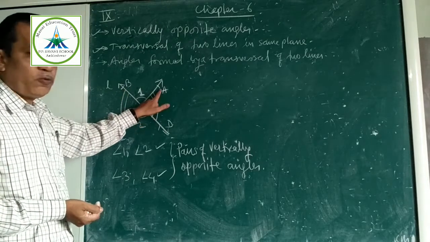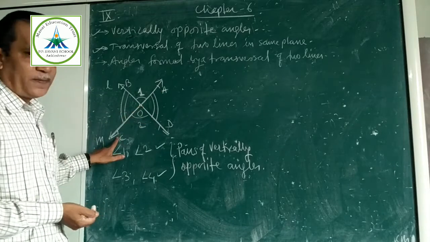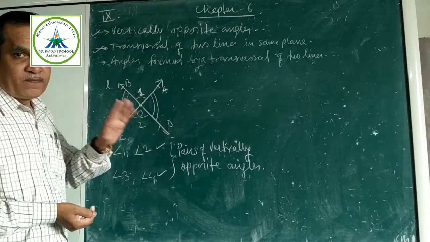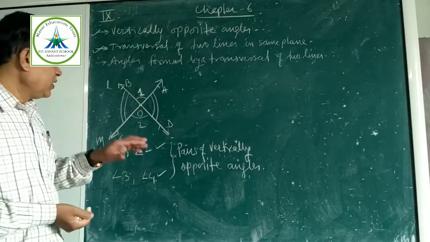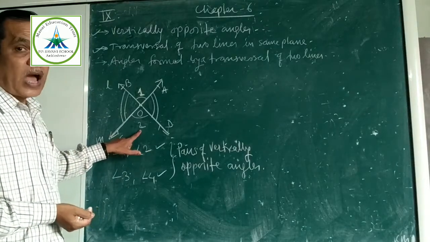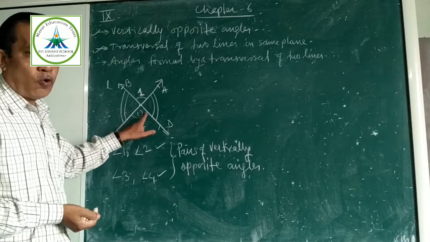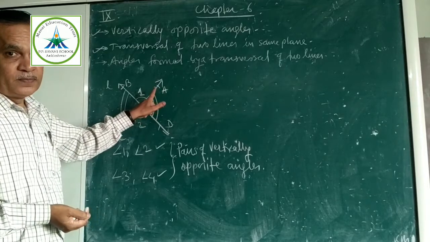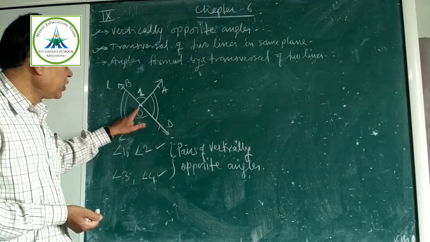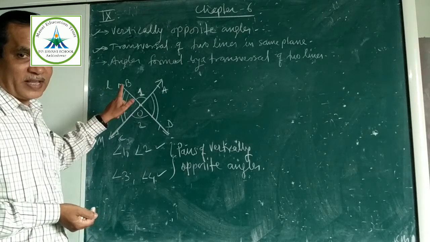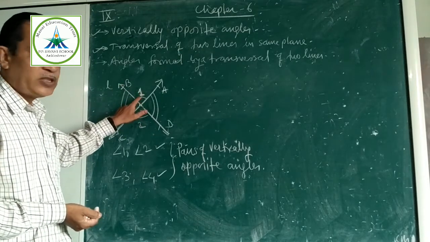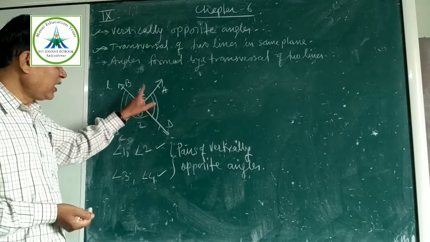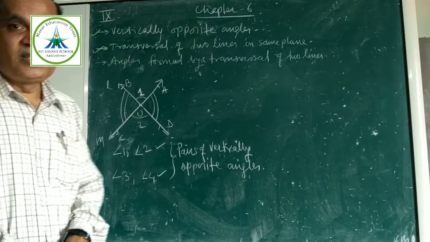See, arm OA produces opposite ray OC. Arm OB produces opposite ray OD. Yes or no? Similarly, in angle 2, what are the arms? OC and OD. So arm OC produces opposite ray OA. Arm OD produces opposite ray OB. This angle is producing the arms of the other angle, and these arms are its opposite rays.